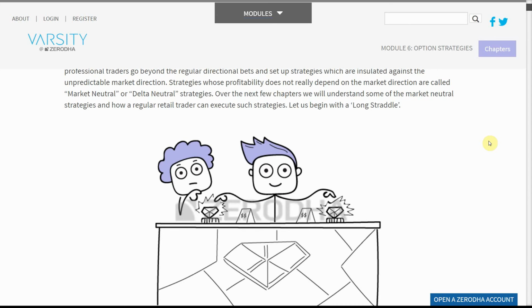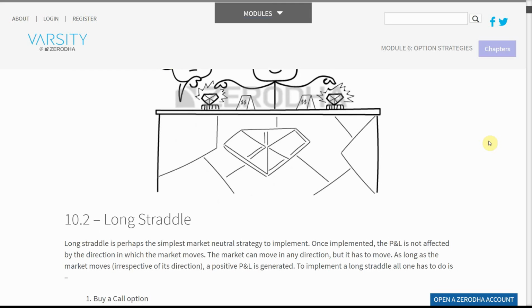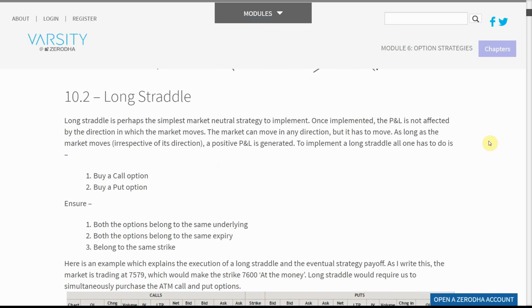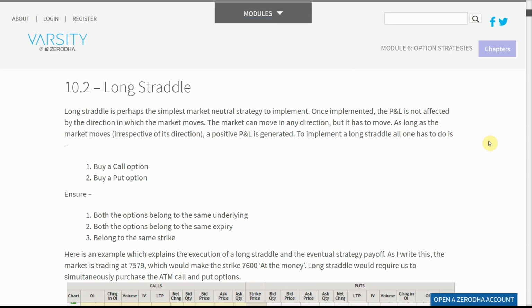10.2 Long Straddle. Long straddle is perhaps the simplest market-neutral strategy to implement. Once implemented, the P&L is not affected by the direction in which the market moves. The market can move in any direction, but it has to move. As long as the market moves, irrespective of its direction, a positive P&L is generated.